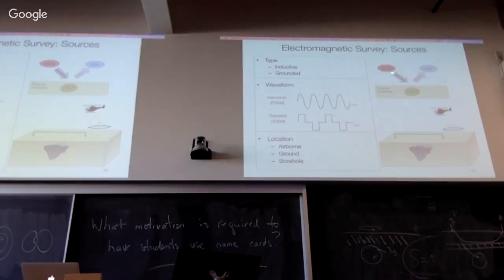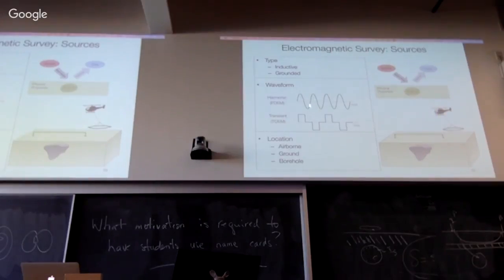So we've got a source, and that source is going to put in a waveform. It could be a harmonic waveform like this, or it could be some kind of transient waveform. So this one's got it: the current is on, and then it's switched off, and then there's no current in the loop, and then it's on, usually in the reverse direction. So these are different waveforms, but the physics is the same. Whenever I've got a time-varying current, it's going to induce currents.